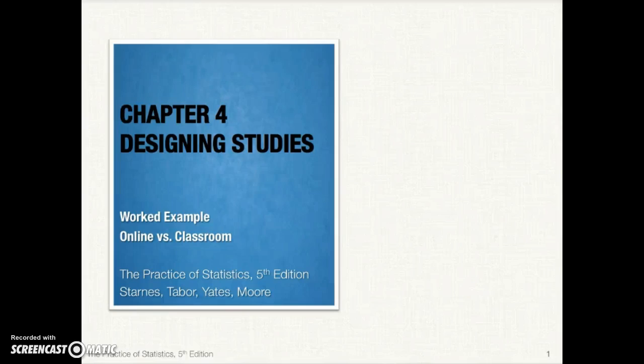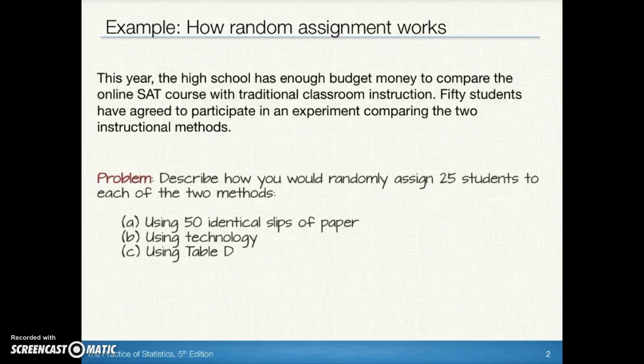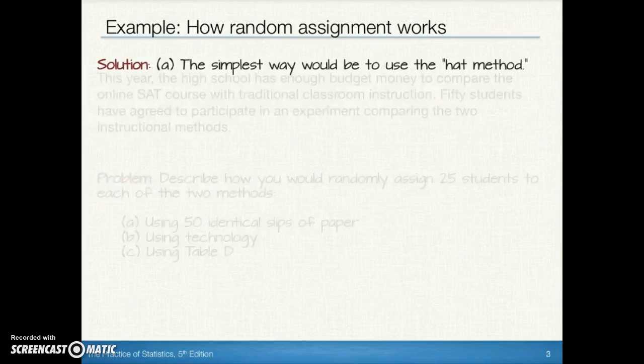This is Jason Molesky. In this example, we'll take a look at how random assignment works in an experimental design. This year, the high school has enough budget money to compare the online SAT course with traditional classroom instruction. 50 students have agreed to participate in an experiment comparing two instructional methods. Our problem is to describe how we randomly assign 25 students to each of the two methods, online or traditional. We'll want to take a look at how we do it using 50 identical slips of paper, how we do it using technology, and how we do it using Table D.